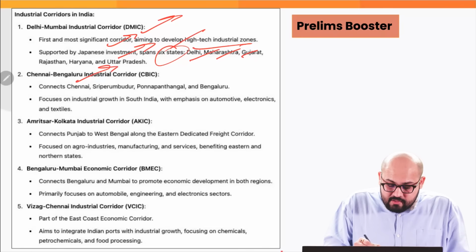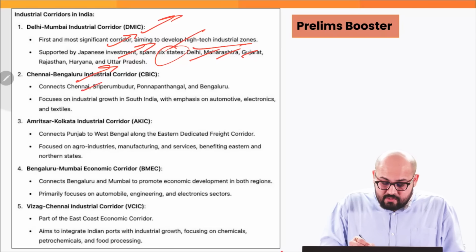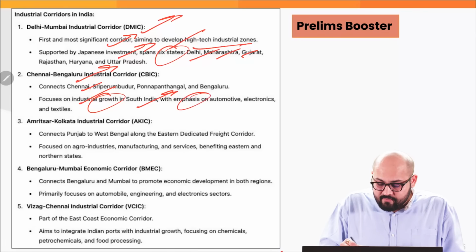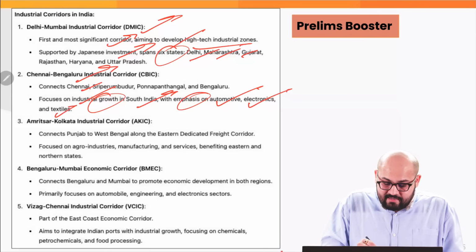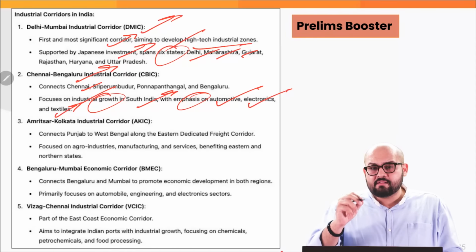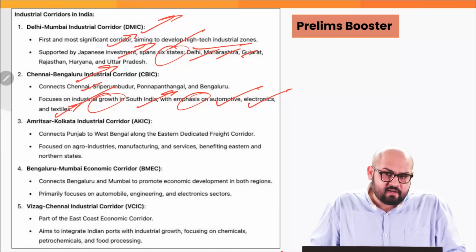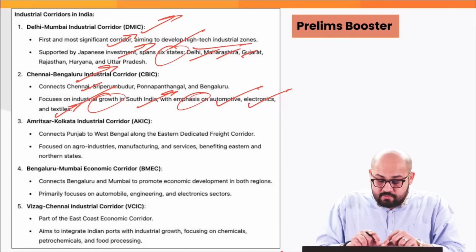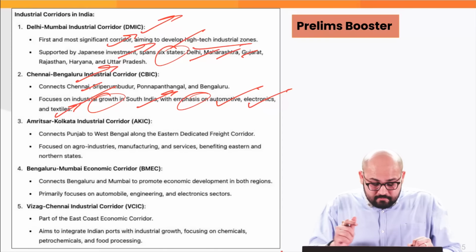Then we have got Chennai-Bangalore Industrial Corridor, connects Chennai and other cities, focuses upon the industrial growth in South India with emphasis on automotive, electronics and textile. Please understand that Chennai is the sort of automotive capital of the country. And then we have got Bangalore, which is focused upon the information technology, right? So it is connecting all these nodes.